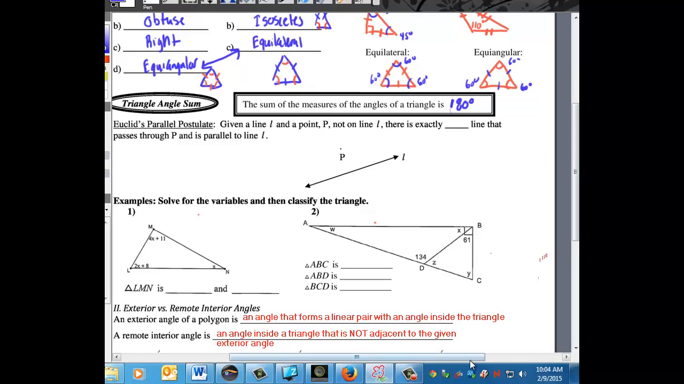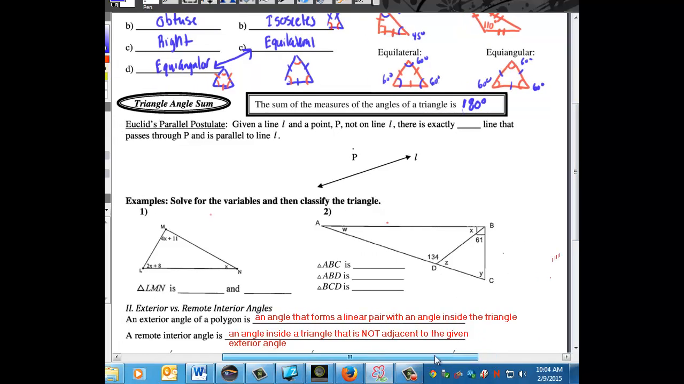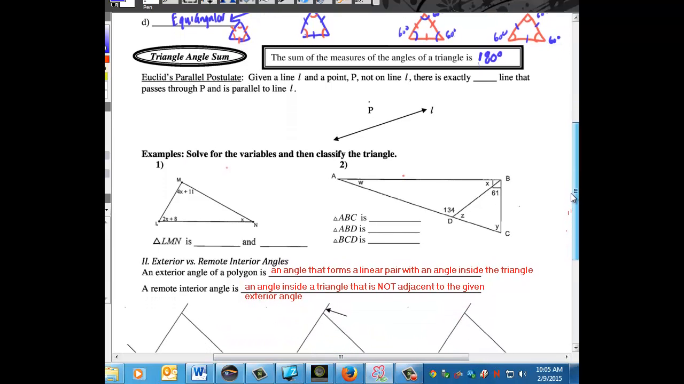Alright, Euclid's parallel postulate, we're going to skip, so we don't have to worry about that one. Next problem, we have a triangle again. There's 180 degrees total in all triangles, so we add up x plus 2x plus 8 plus 4x plus 11. It's going to equal 180 degrees. Solving for x, we have 7x equals 161, x equals 23.